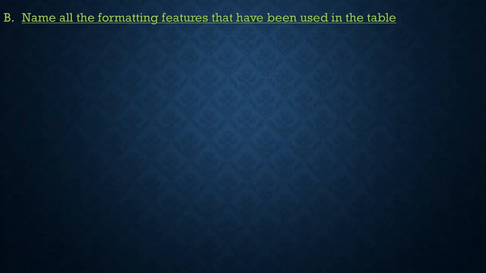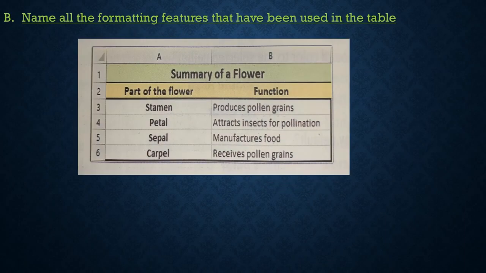The next question. Name all the formatting features that have been used in the following table. Inside the table, what formatting features are used? Can you guess it? Color is there, headings are shown in bold. What formatting features are used in this table? Listen.